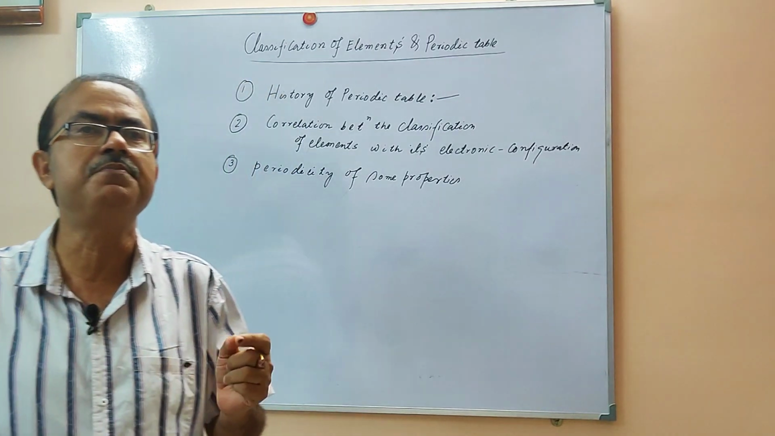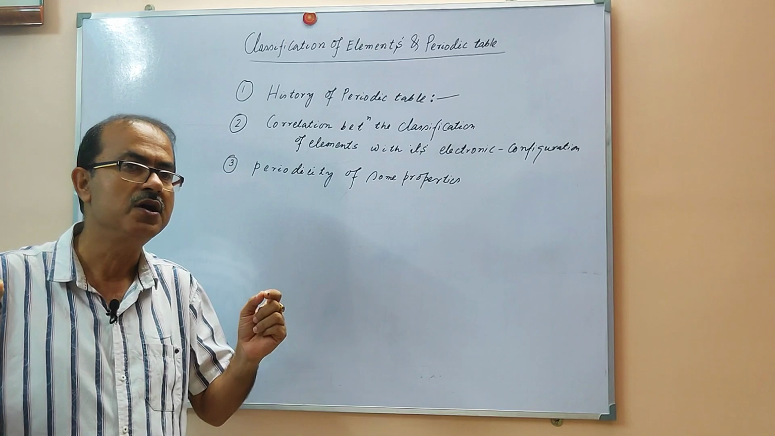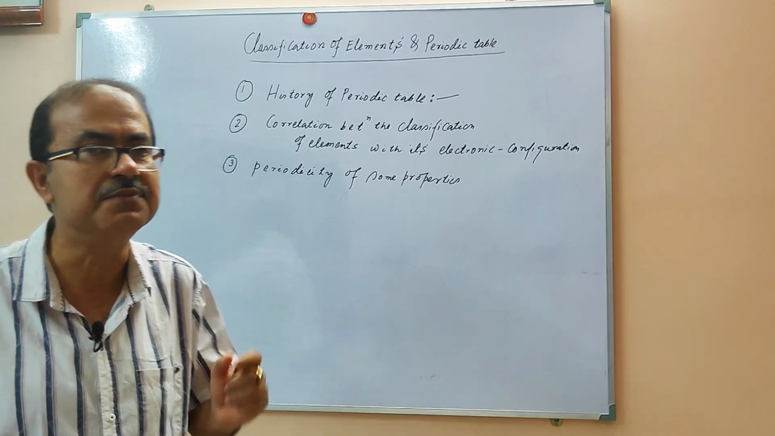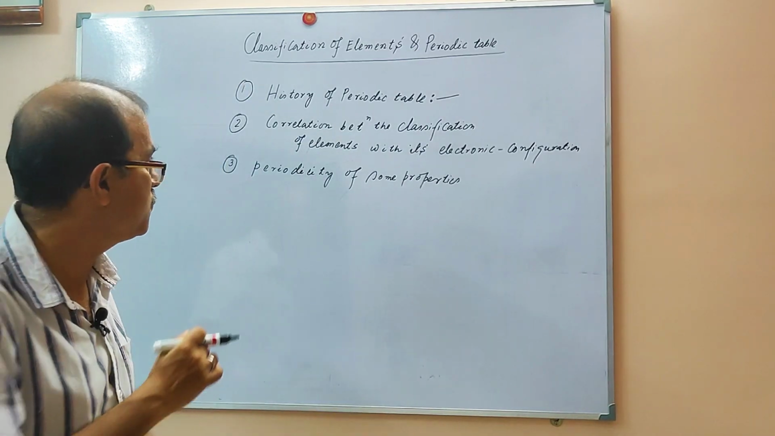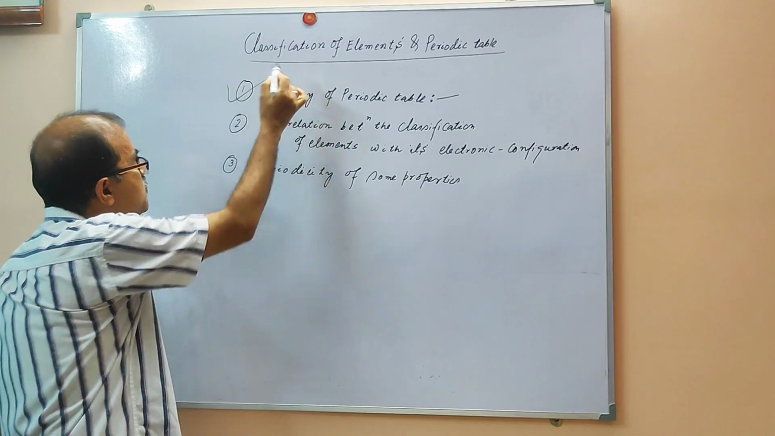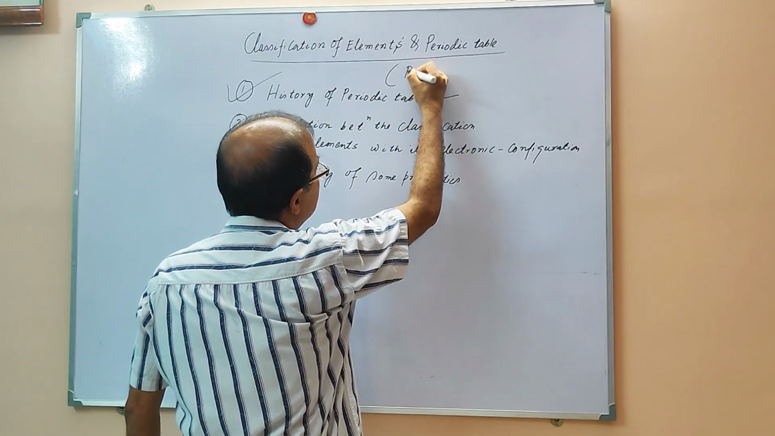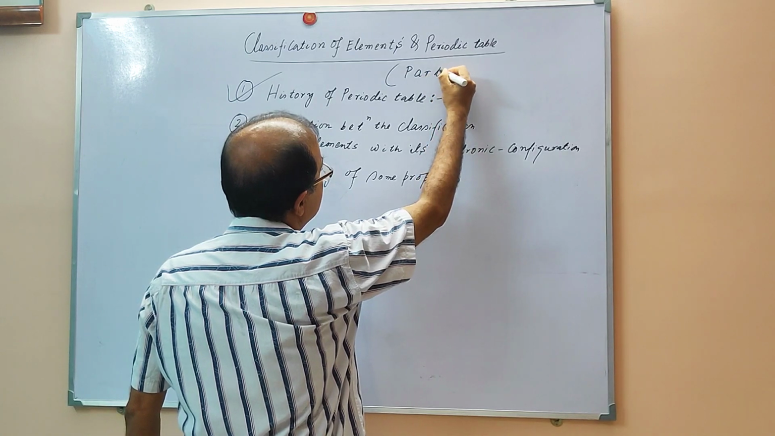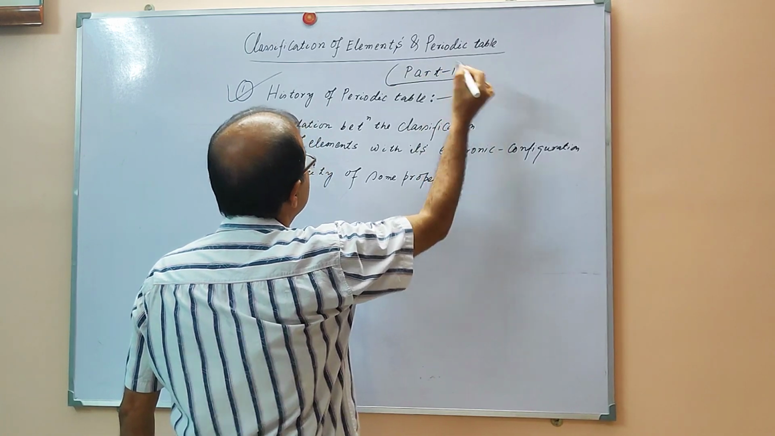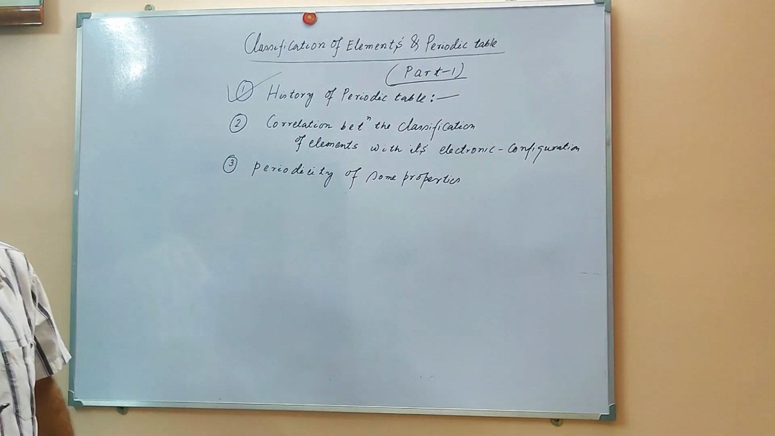Periodicity means after some time the same properties of the elements keep recurring. That we are going to understand. In this video, we are going to understand, so we can say this is part 1 of this series, that is the history of the periodic table.